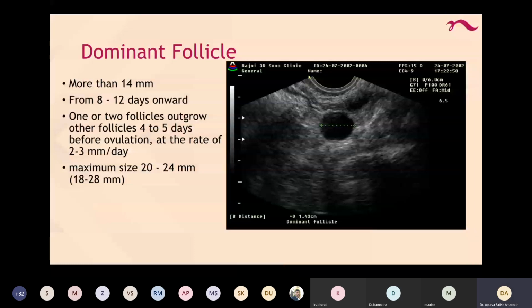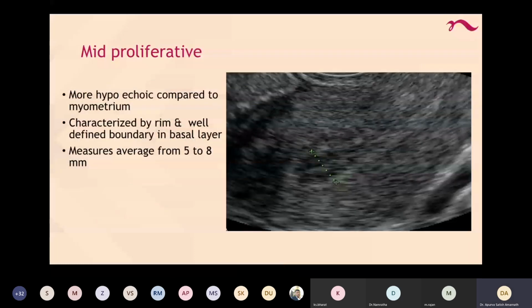So the mid-proliferative endometrium at this stage, where the dominant follicle also starts to appear, is more hypoechoic compared to the myometrium. These are characterized by a rim and well-defined boundary in the basal layer and measure about an average of 5 to 8 millimeters.